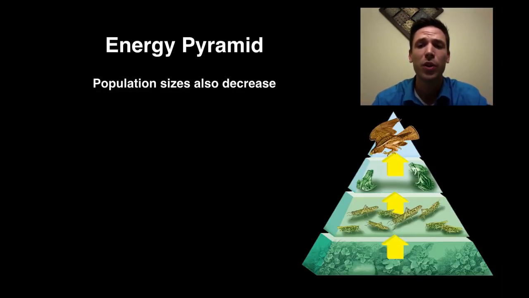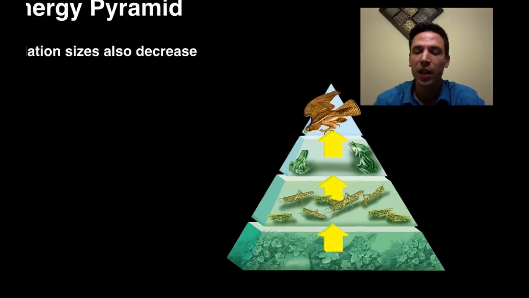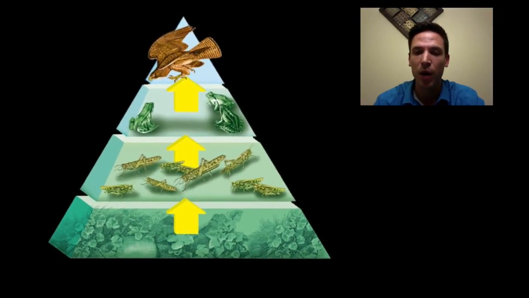An energy pyramid not only shows us that energy decreases from bottom to top, but also that population sizes decrease. That's because if there's less energy, there are fewer organisms that can be supported by it. If we take a look at this pyramid here at the bottom right, the plants have the highest population. If we had more grasshoppers than there were plants, then they would eat all the plants, and then those would disappear, then the grasshoppers would disappear, and then the rest of the ecosystem would crash.